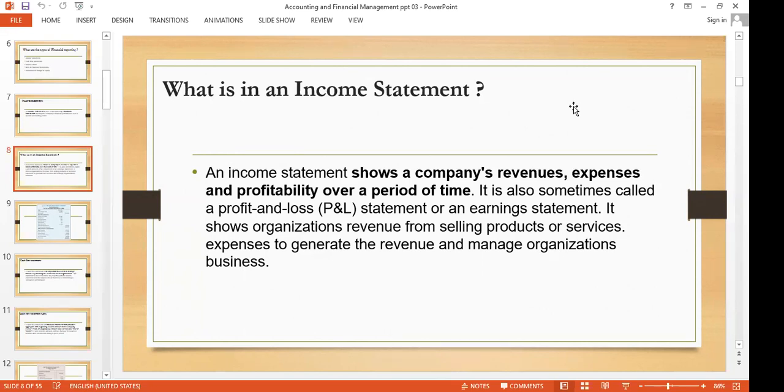It shows an organization's revenue from selling products or services, and the expenses incurred to generate the revenue and manage the organization's business. Managers use these statements. They go through these statements when taking decisions at the end of the year. What is our production? Should we reduce our production? Which products bring more profitability? Which products are making a loss? They take decisions by going through the income statement or profit and loss account.